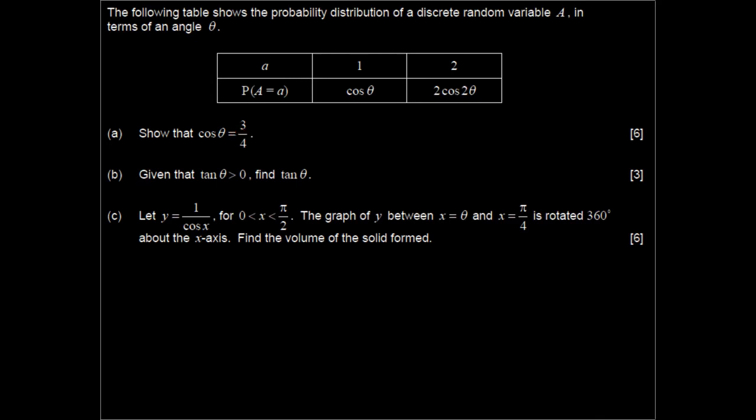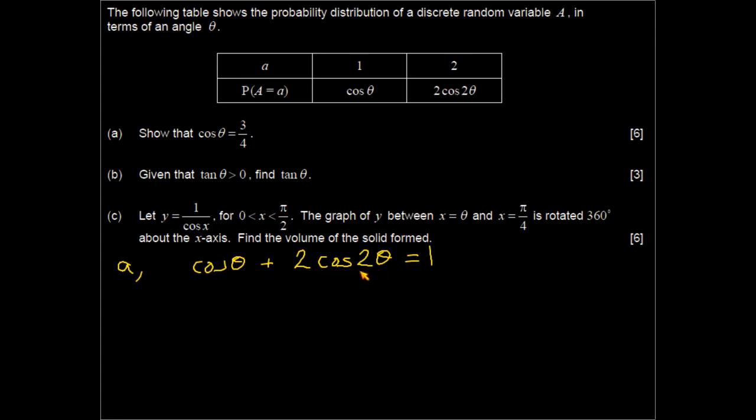Alright, so because these are probabilities here, what we need to realise is these are the only two possibilities, so therefore the probability of this event plus the probability of this event is going to have to equal 1. So first thing to realise is that cos theta plus 2 cos 2 theta is going to have to equal 1. Now what we're going to need to do next is to work out how to proceed from here.